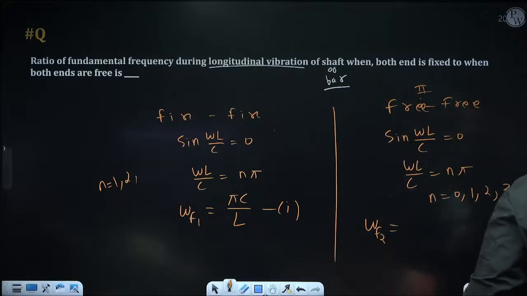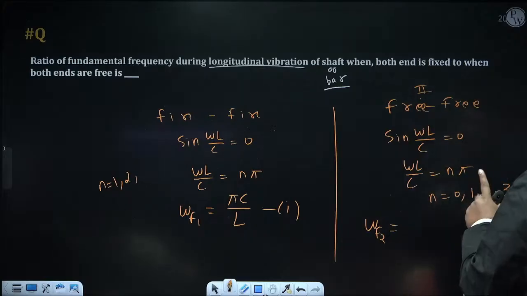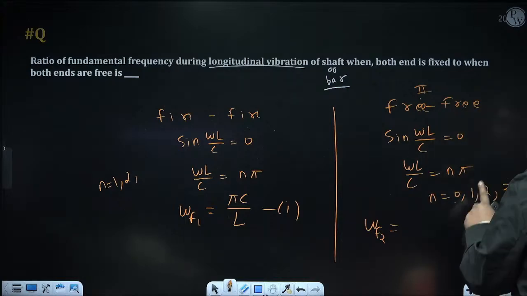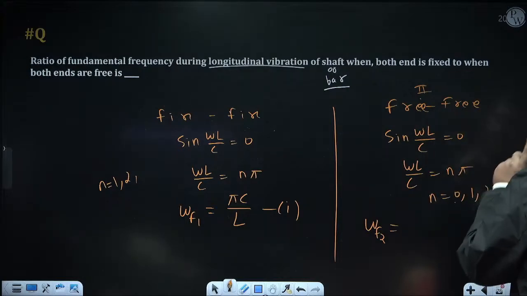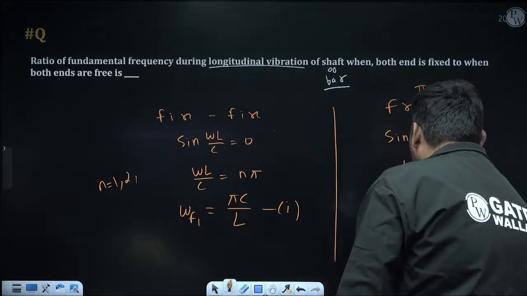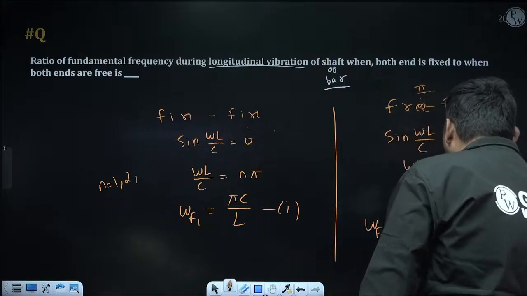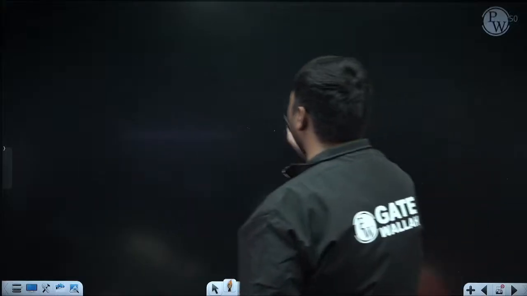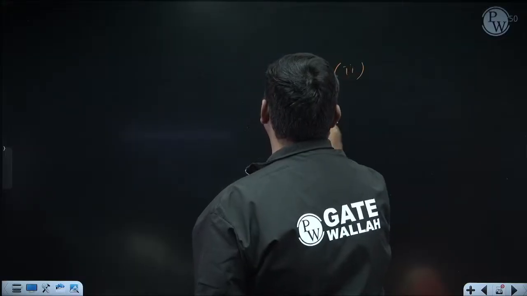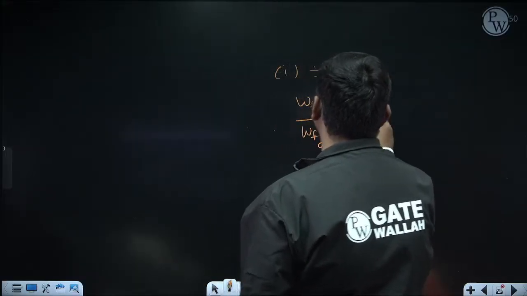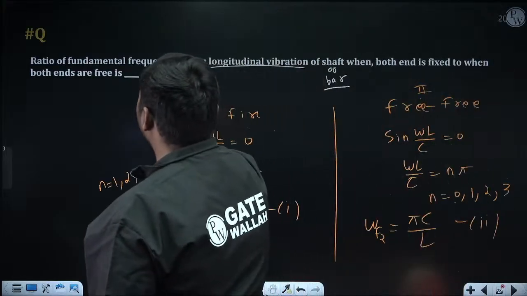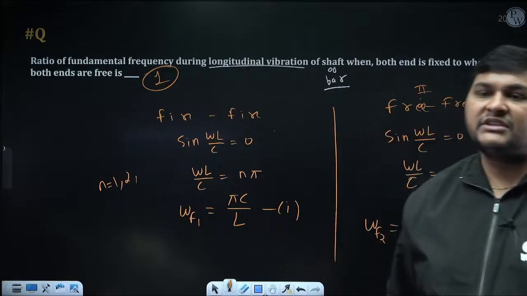F is the fundamental frequency, meaning the first non-zero frequency. If we put n equal to 0, it is coming 0, so that is not the fundamental frequency. Now put n equal to 1, it will come non-zero, so that is the fundamental frequency, and by putting n equal to 1, it is coming pi C by L. So both are the same. They will take their ratio, 1 divided by 1, it is coming 1. So we are asking the ratio of fundamental frequency in these two cases. It is coming 1. So this is the answer for this question.